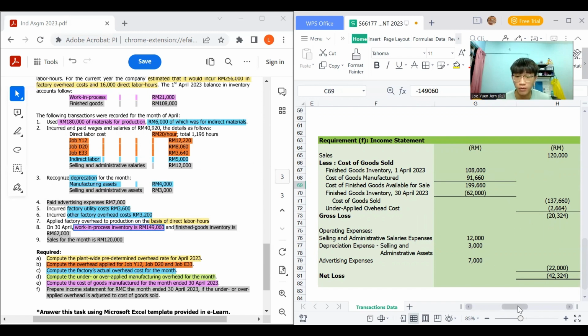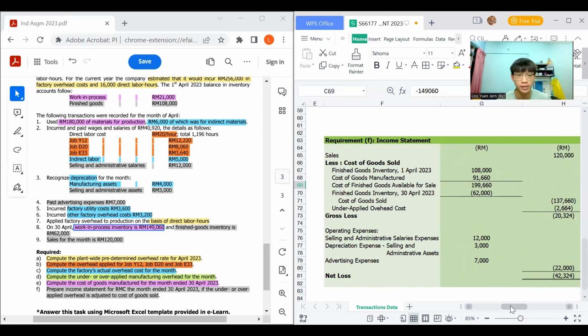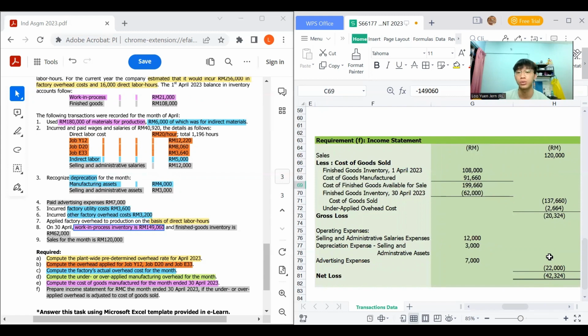So we will get the gross loss, that is 20,324. After this, we will find the operating expenses. There are selling and administrative salaries expenses that we found from here, that is 12,000, and depreciation expenses on selling and administrative assets, that is 3,000, and lastly advertising expenses, that is 7,000, and the total is 22,000. So we will find the net loss is 42,324 ringgit Malaysia.